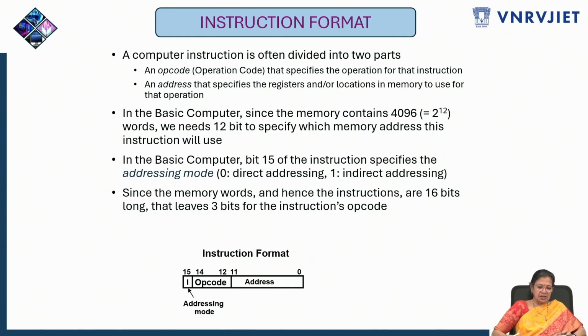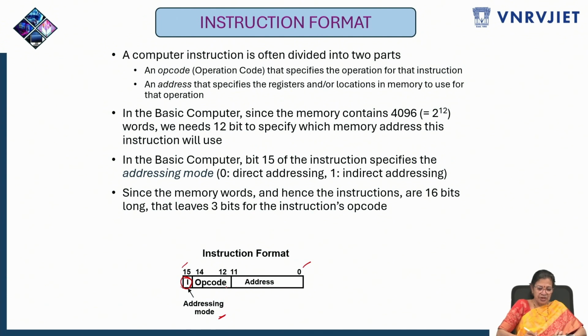One part contains the opcode, the other part contains the address. As we already discussed, it is 16 bits, 0 to 15. Even in the earlier example of addressing mode, we have seen that the most significant bit is meant for the addressing mode. It will mention a 0 or 1. We represent that as I.